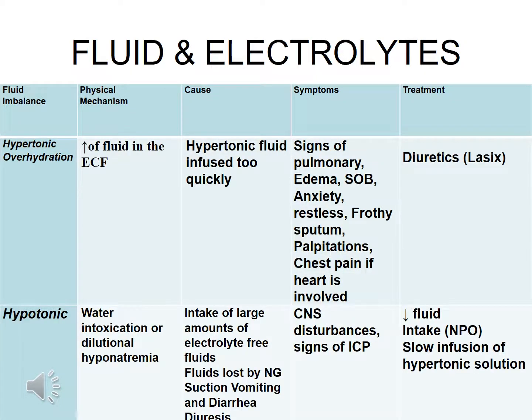Individuals that have hypertonic overhydration, there's an increase of fluid in the extracellular spaces. The causes are hypertonic fluid infusing, and it's infused too quickly. The signs are pulmonary edema, shortness of breath, anxiety, restlessness. They can cough and have a foamy sputum, heart palpitation, chest pain if the heart's involved. The treatment for this is diuretics, a lot of times Lasix, to try to get rid of some of this fluid.